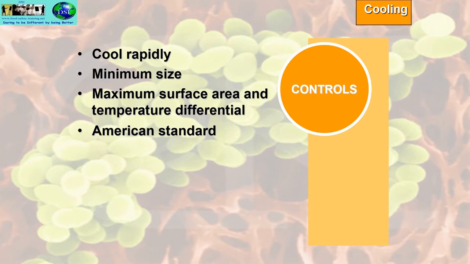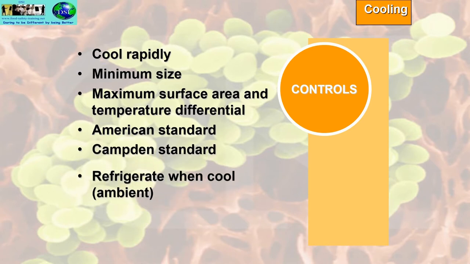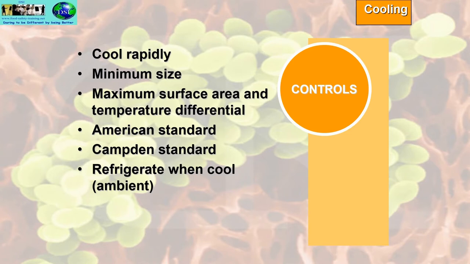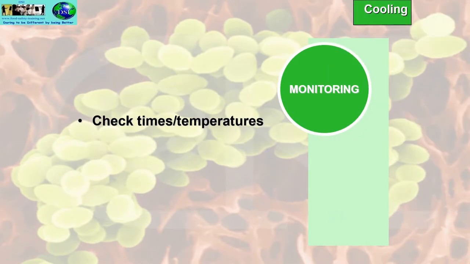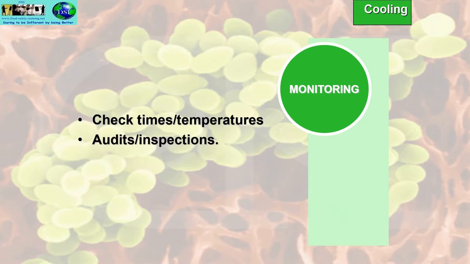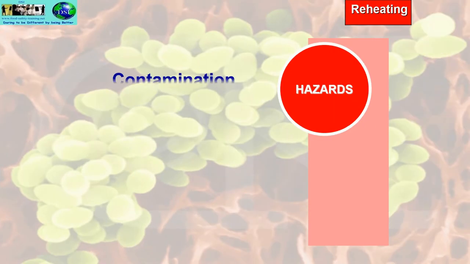We have different standards of cooling, the American standard and the Camden standard, and you will find these in the notes that are supplied with the course. It depends on the various temperatures that are accepted by the different standards. You need to refrigerate when cool, i.e. at ambient temperature, and cover and protect food. Monitoring: check times and temperatures, audits and inspections.